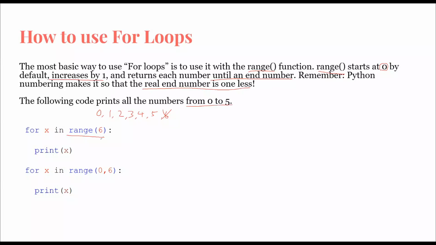So the following code prints numbers from 0 to 5. Again, we will have 0 to 5 over here with the print function. And then we can also indicate where it starts and where it ends. Basically this is the same thing. These two are the same, so we'll also print out 0 to 5.